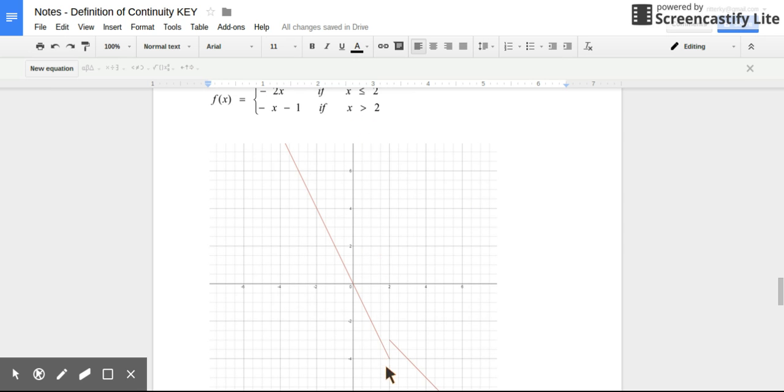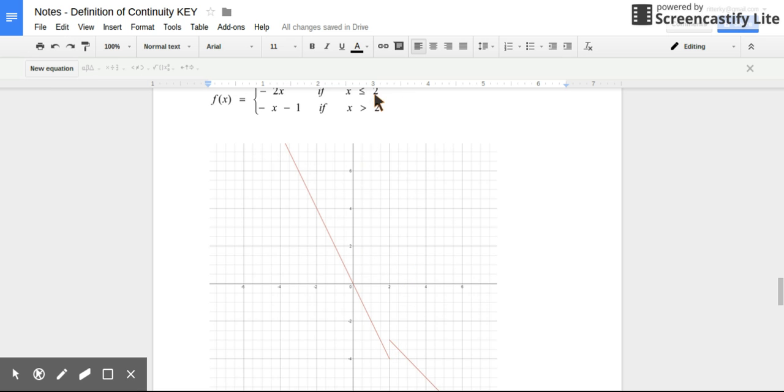So right here at 2, we have this possible discontinuity. If I plug 2 into the bottom function, I get -2 minus 1, which is -3. So (2, -3) is the point there. That's an open circle because really 2 wasn't included in that graph. I just wanted to test it and see what happens.